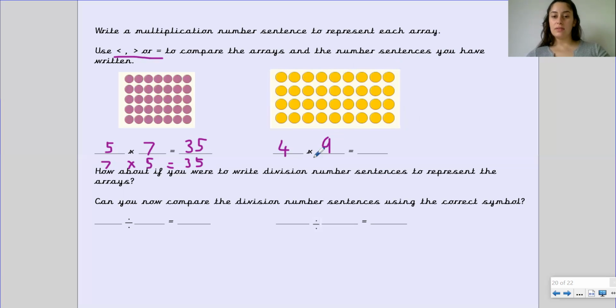You may have also counted the number of columns. There are 9 columns. And counted the number of items in each column. There are 4 in each column. So you could end up with either one of these two. So 4 times 9 equals 36. And 9 times 4 also equals 36 because multiplication is commutative. So now let's look at our answer. We've got 36 here and 35 here. Which number is larger?